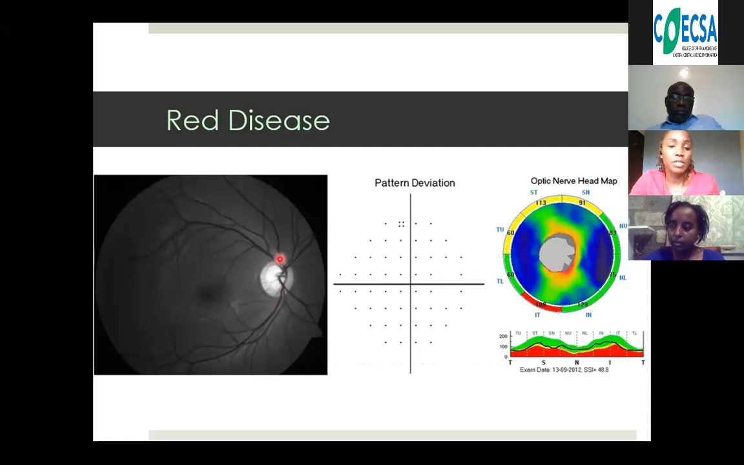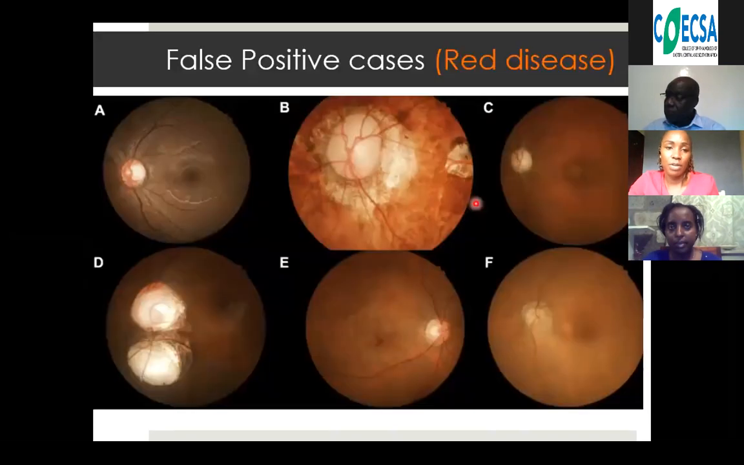So this is a patient who had physiological cupping. That's what their red-free disc photograph looks like. And you can see the pattern deviation is very clean. However, the OCT has some red areas and some yellow areas, and we're going to look later on at sources of error. Why would you get red, especially when things look very normal? There are some sources of error we are going to look at shortly. So this is an example of red disease.